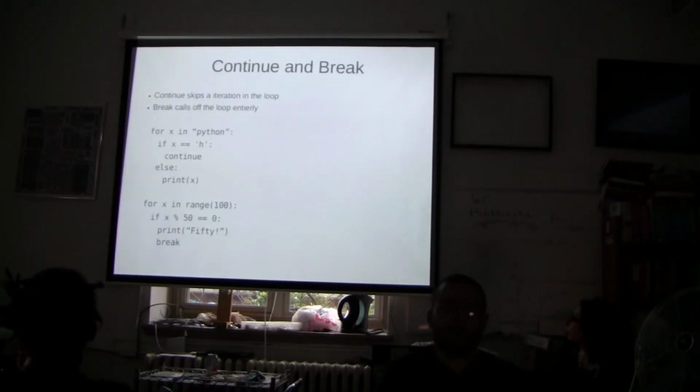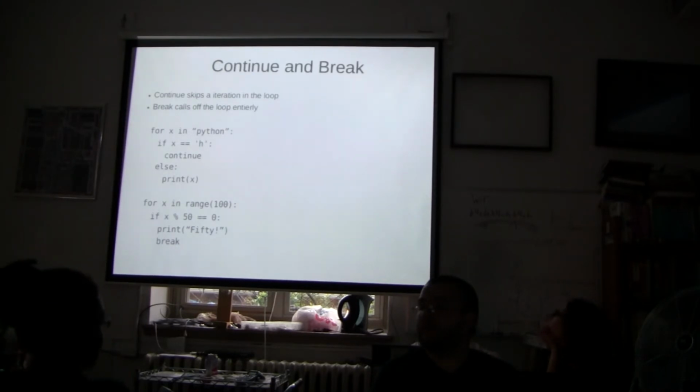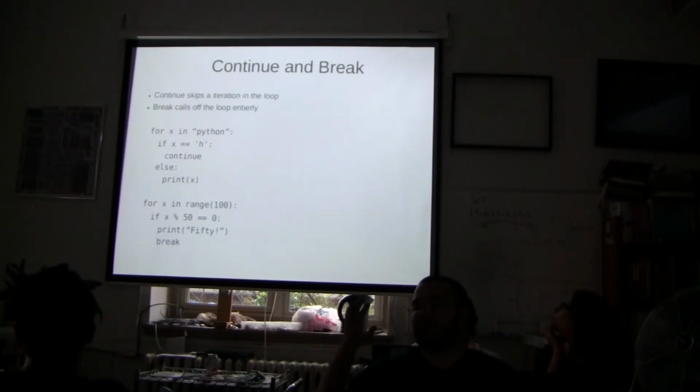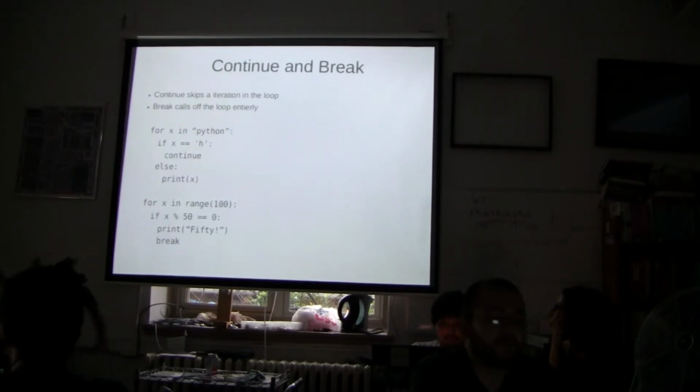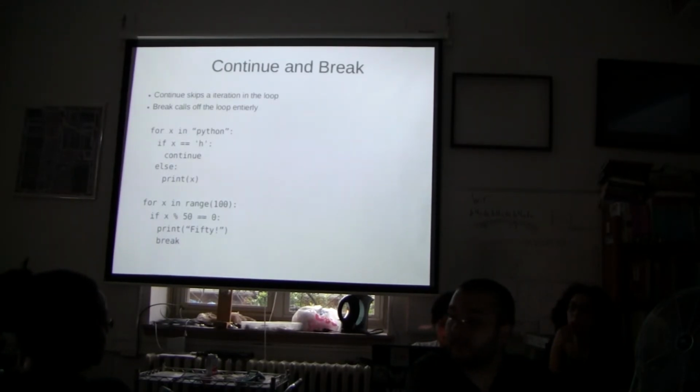Cool. So continue and break. Continue and break can be used within loops to change the way loops behave. Continue will skip all the code beneath it and just go to the top of the loop again. And break will completely break you out of the loop and stop executing any code within the loop. So in this first example, we have for x in Python, if x equals h, continue, otherwise print x.